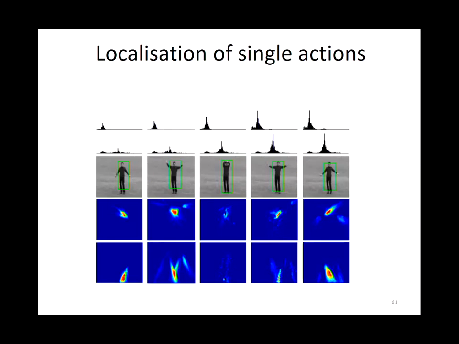And this is the temporal voting map as the action evolves. This is for where the action started, and this is the temporal map about where the action ends. And these are the localization voting maps for the center of the action, for the center of the chest, and for the lower part of the bounding box.